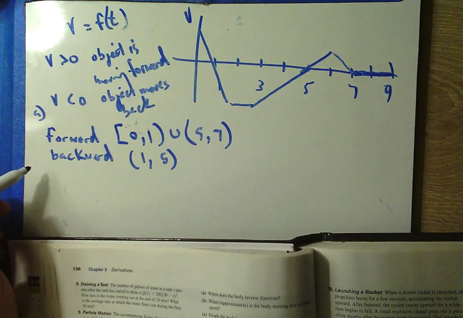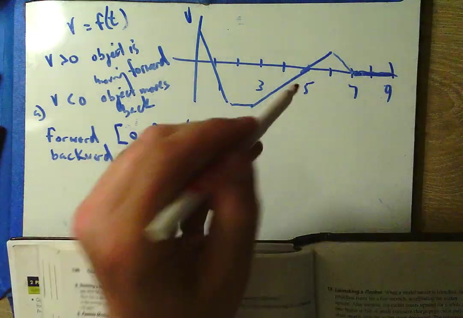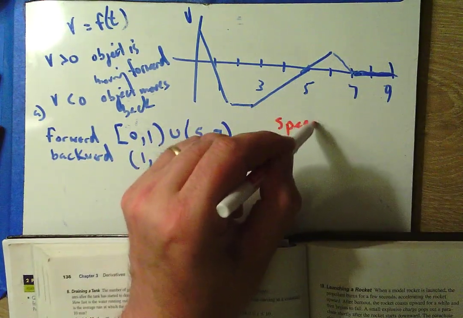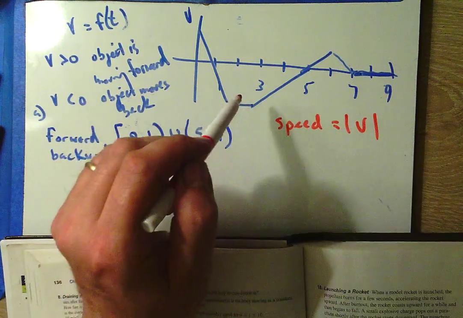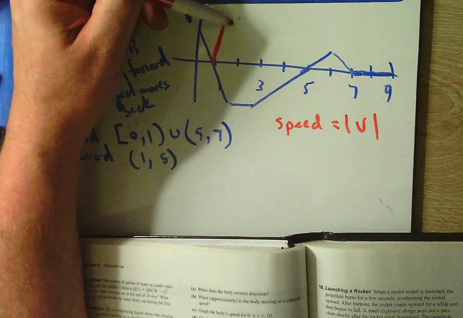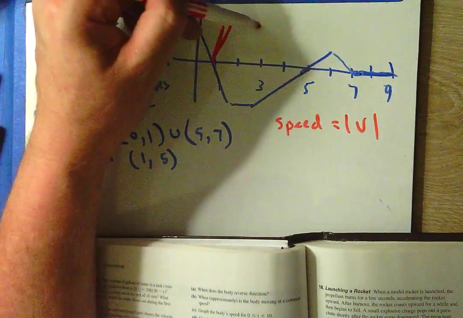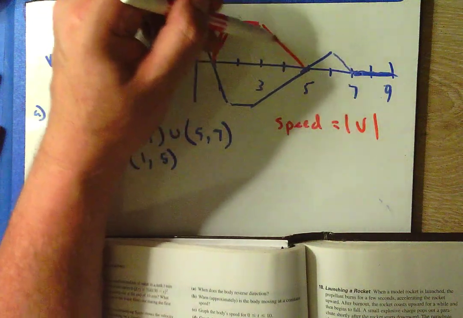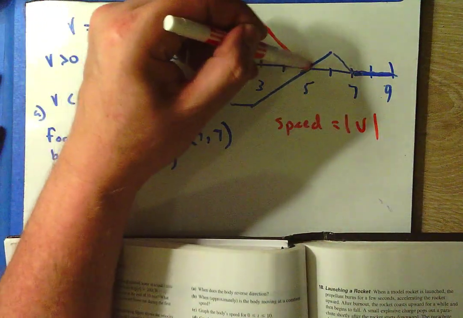B. When is the particle speeding up? Well, remember, speed is the absolute value of velocity. So if I want the absolute value of the graph, I have to take all this negative stuff and flip it, so here's my velocity, here's my speed graph now.